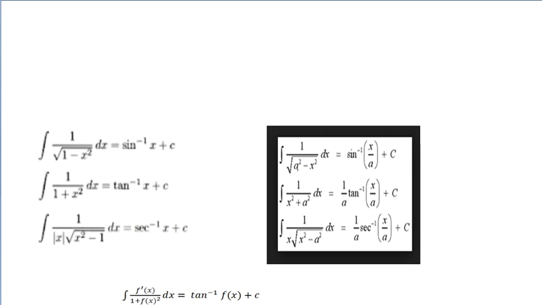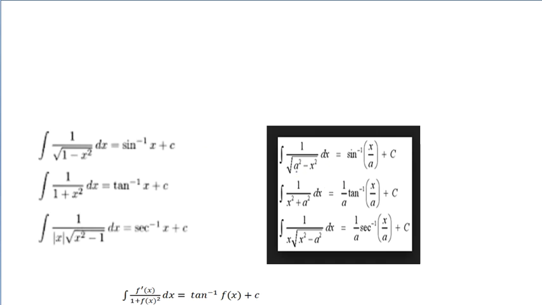You might sometimes see a problem like this. Instead of 1 minus x square, you might see 2 square minus x square, or 3 square minus x square, or instead of x square plus 1, you might see x square plus a square, where a is a constant. So how do you deal with this? You could try to memorize these formulas, and some people in fact do that, and it could be useful. But if you are finding it hard to memorize this, just make sure that you memorize at least the ones on the left hand side.